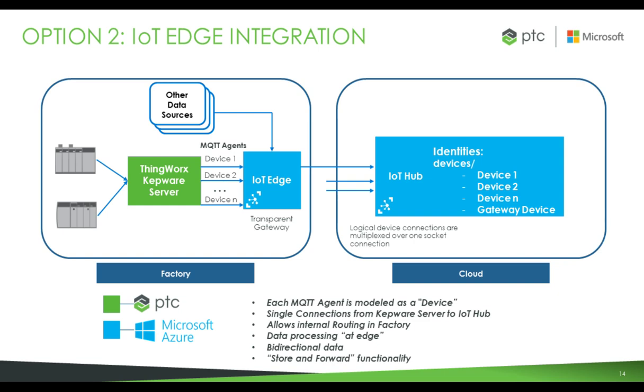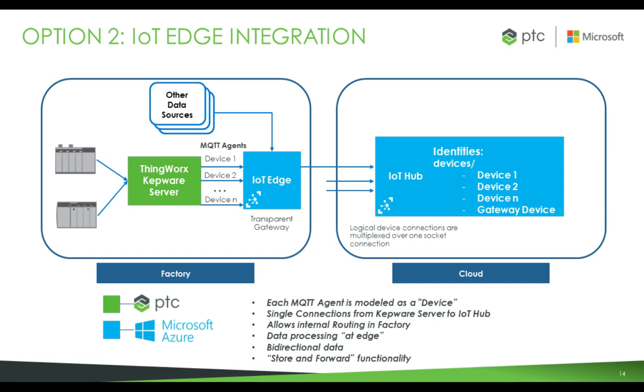Some of the additional features it does provide is that you can essentially multiplex the data from your factory or from the edge and provide it to your cloud infrastructure. So the edge will take the multiple connections from Kepware and be able to aggregate it into a single connection, but still keep the model of the data as it's being presented.